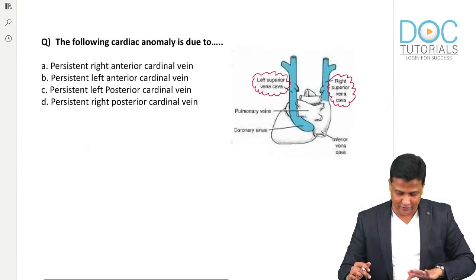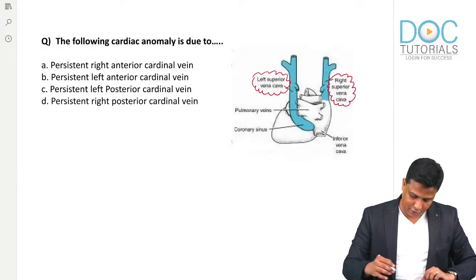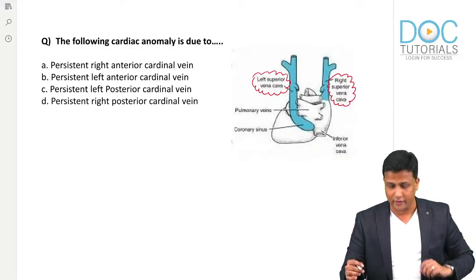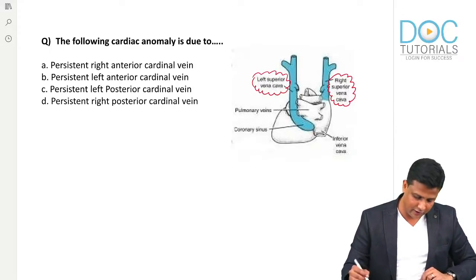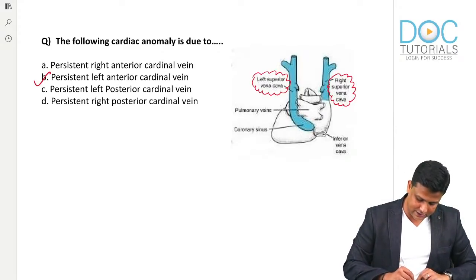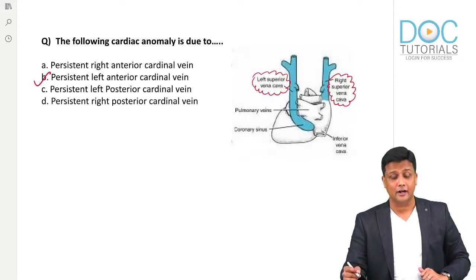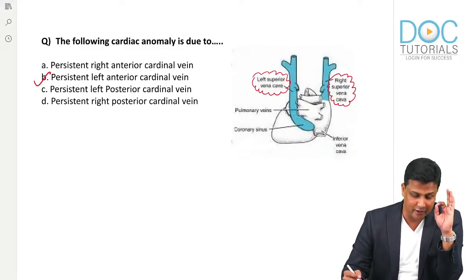Let's try to find out the answer for this question. The following cardiac anomaly is due to what? In the image, you can clearly see double superior vena cava, and it's due to the persistence of left anterior cardinal vein. Concept made crystal clear.